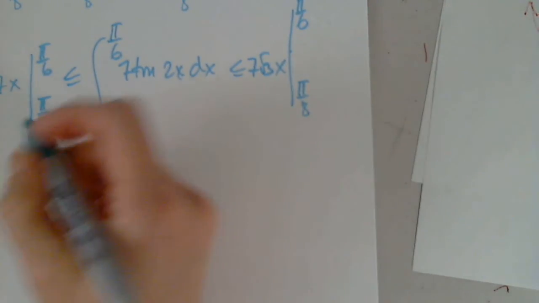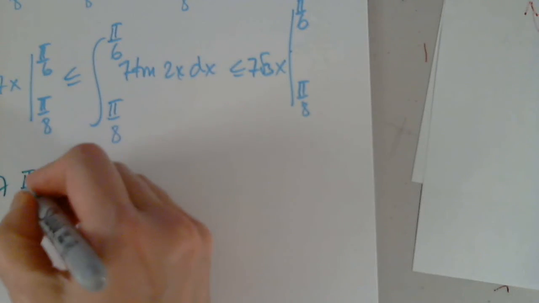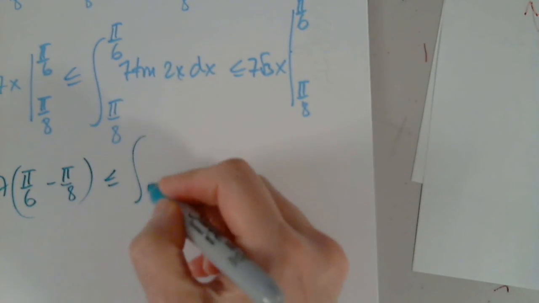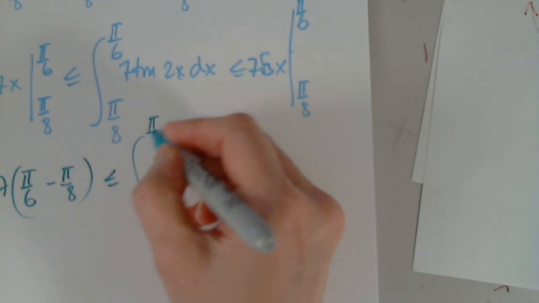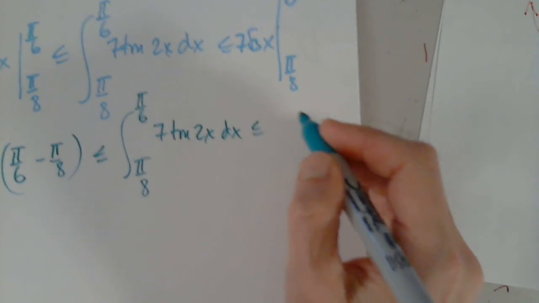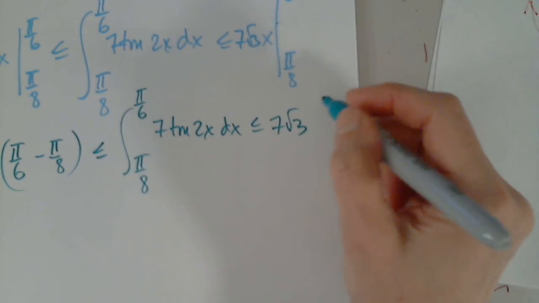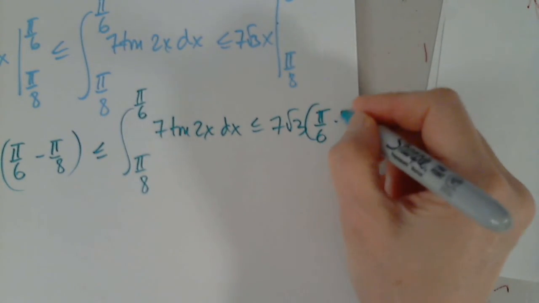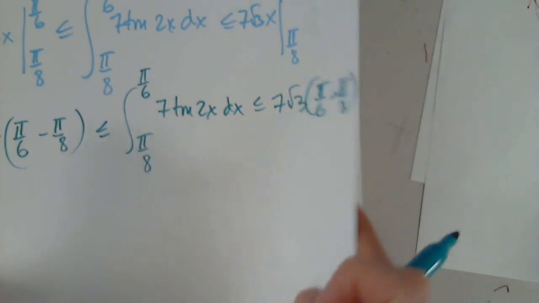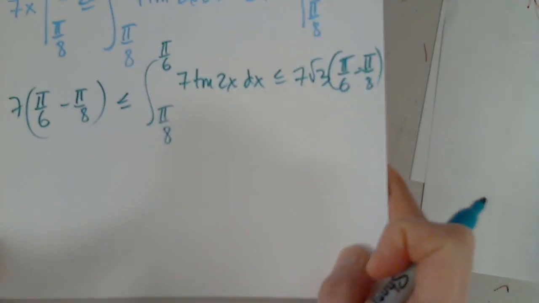Okay, so 7, I plug in pi over 6, and I subtract pi over 8. Seven the square root of 3, same thing. Pi over 6 minus pi over 8. And now let's see what they want. They don't say anything about any approximation, so we have to give the exact answer.